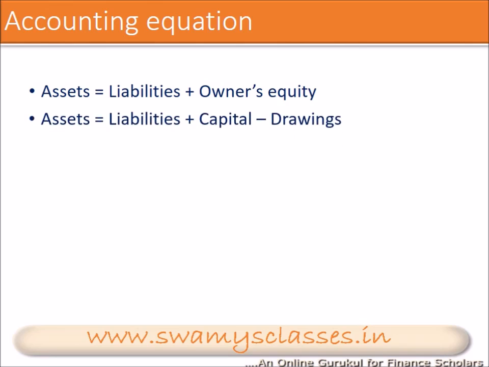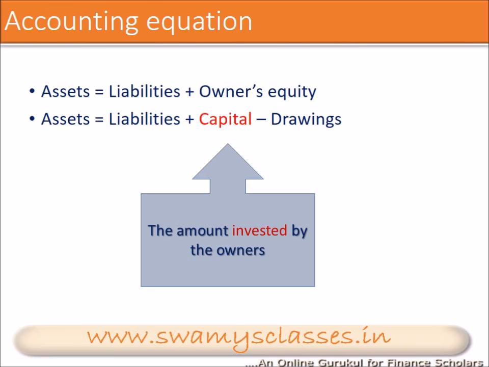Now let me develop this equation. Assets equals liabilities plus capital minus drawings. That means in place of this owner's equity, I am bringing in two new jargons, capital, drawings. And by now you can understand owner's equity is nothing but capital minus drawings. So what we mean by the term capital? The amount invested by the owner or owners, depending upon is it a sole proprietorship or partnership or company form of business. So the amount given by the owner to the business we call as capital.